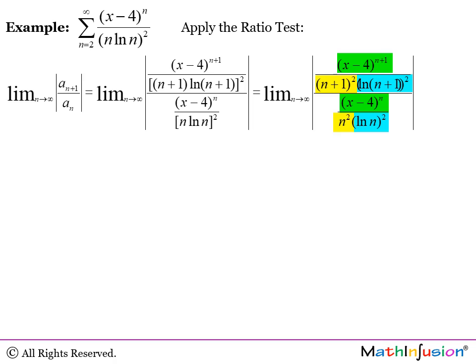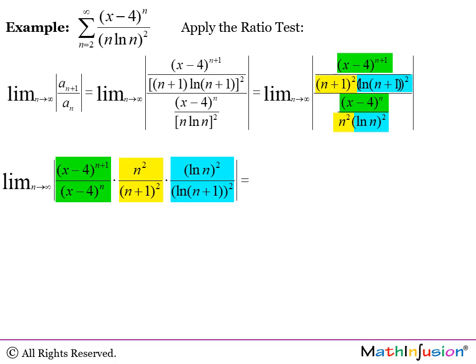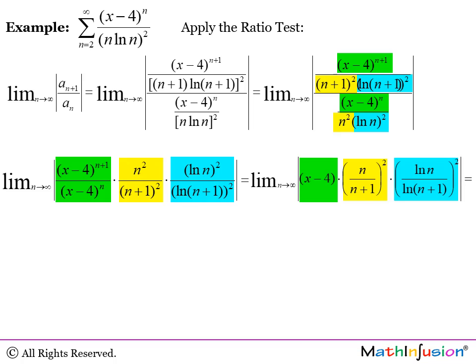So I get n plus 1 to the power of 2 times ln of n plus 1 to the power of 2, and then I get n to the power of 2 times ln of n to the power of 2. Now we are going to rearrange the terms, so like terms are written together. You may start taking the limit now, but I think that it will be much nicer still to simplify a little more. So obviously x minus 4 to the power of n plus 1 over x minus 4 to the n is just x minus 4.